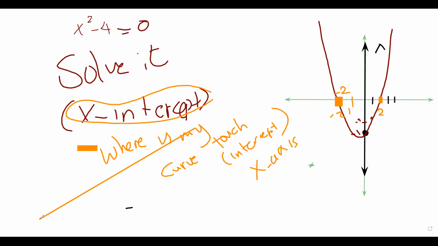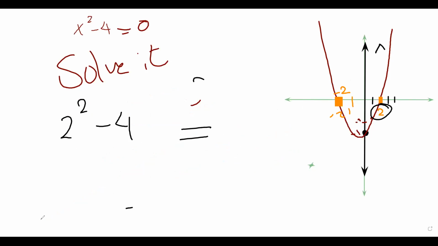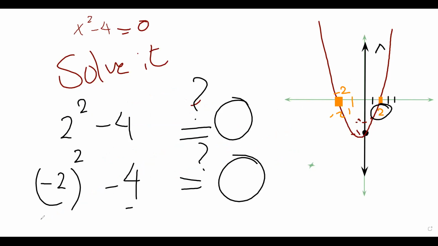So what does it mean? It means that the points 2 and -2 are the solutions of the equation. What does that mean? If you have these numbers 2 and -2, let's evaluate them in this function. Let's choose point 2 as an example. If we evaluate 2 squared minus 4, do we get 0? If we evaluate negative 2 squared minus 4, do we get 0?